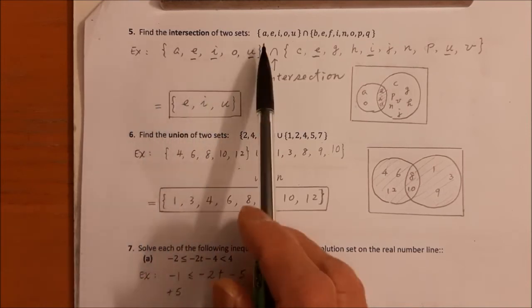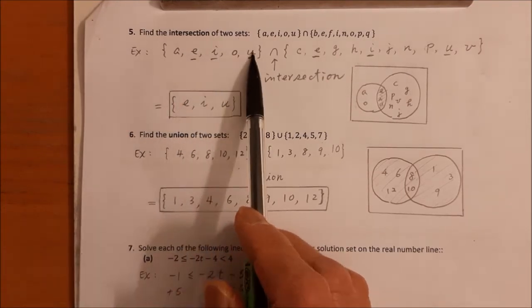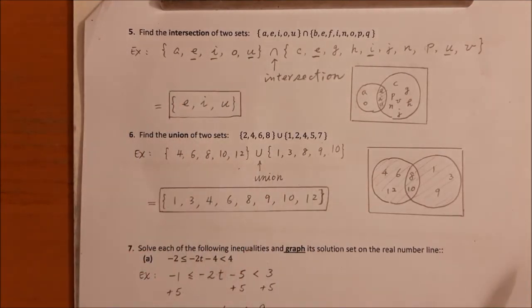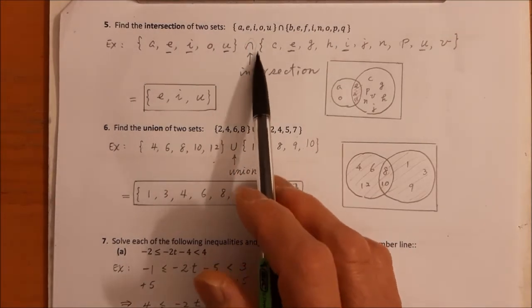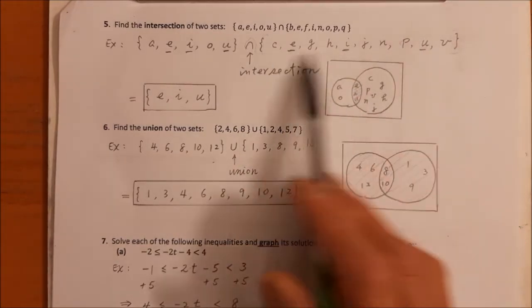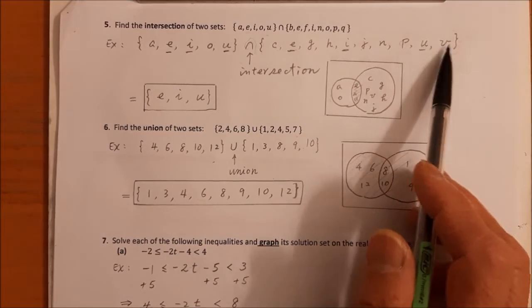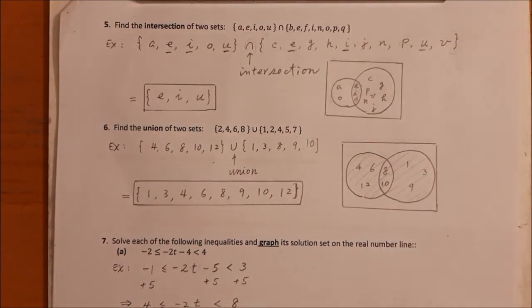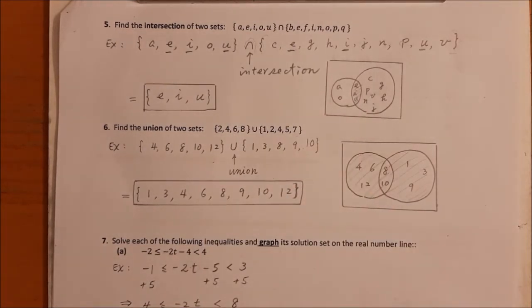a set, the set uses braces, has A, E, I, O, U, those 5 elements. Intersection, this is what we call intersection, with a second set. In this set, we have C, E, G, H, I, J, N, P, U, V, such elements. The intersection of the two sets is to find the common elements.